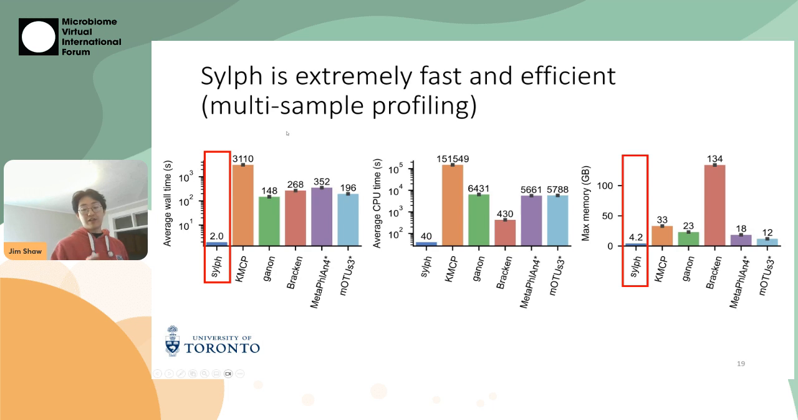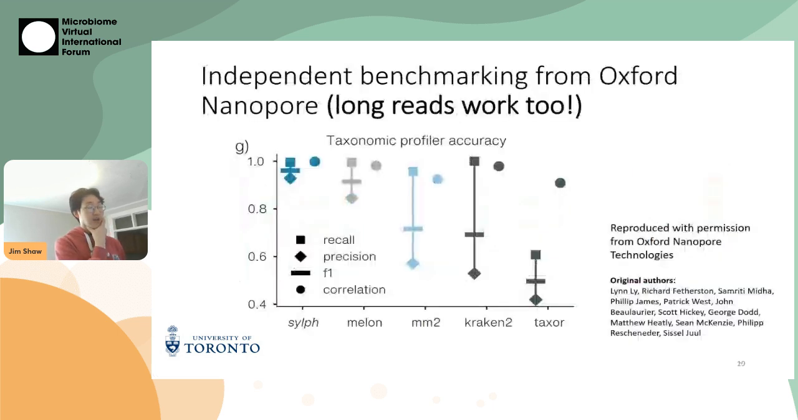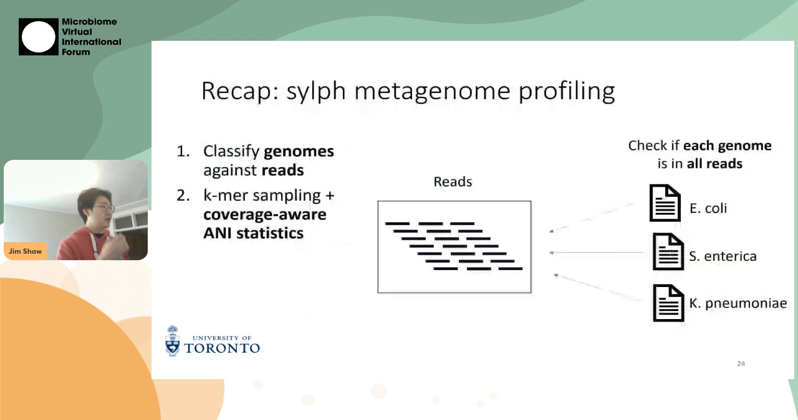For multi-sample profiling, if you're profiling a lot of samples at once, sylph on our data set only took about 2 seconds per sample. And it took 30 times less memory than Kraken. So I encourage you to try it out. Oxford Nanopore independently benchmarked sylph, so it works for long reads too, and they found it was very effective on their microbiome data set. So I'll quickly recap now.